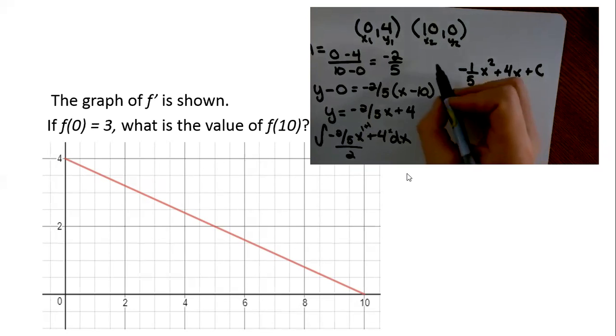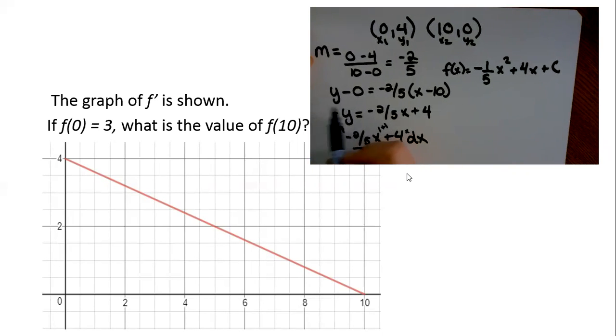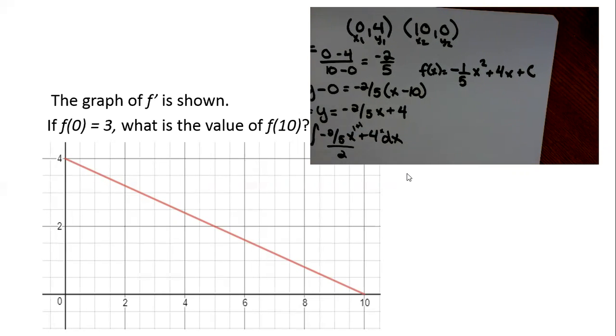So now that I have this, this is going to be my original f of x. Down here, this y equals is actually my derivative curve, my f prime. If I take the integral of that, I come back with f of x. In the problem, they gave us the initial condition that f of 0 equals 3. If you're not sure about initial conditions, we do have another video on initial conditions that you can watch.